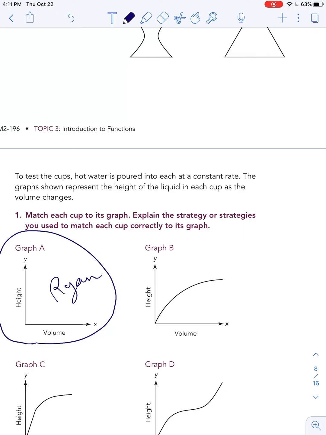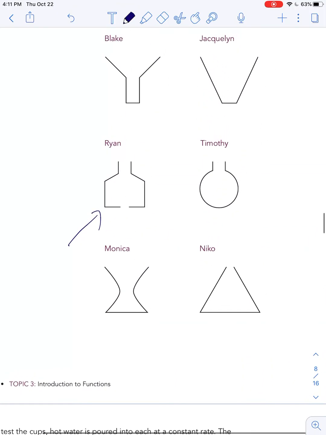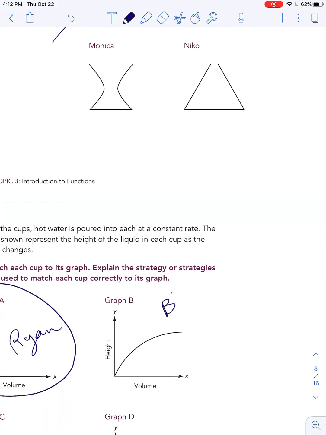Okay. So this next one, B. So it fills up really quick and then it's really slow. I'm thinking it would be Blake, wouldn't it? Because when you have a smaller amount of volume right here, that would fill up really quick and then really slowly fill here. So I'm going to go with Blake here.